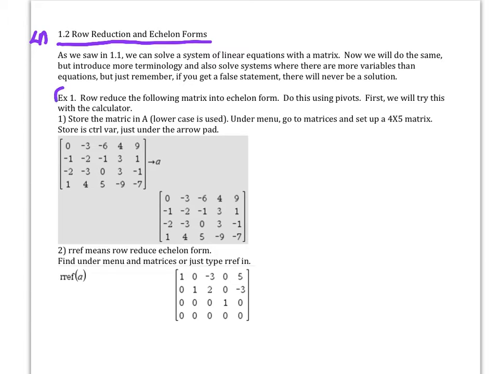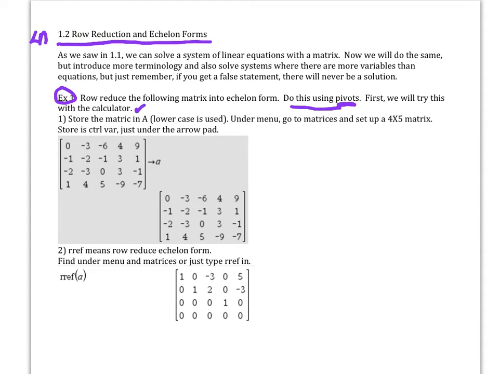So we have example 1 here. Row reduce the following matrix into echelon form. Do this using pivots. The book uses pivots. When I learned this, I didn't have pivots, but I think that it's terminology that helps you set this up a little bit. And then we will try this also with a calculator.